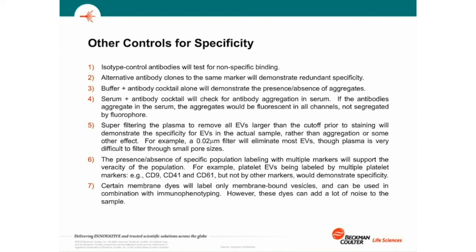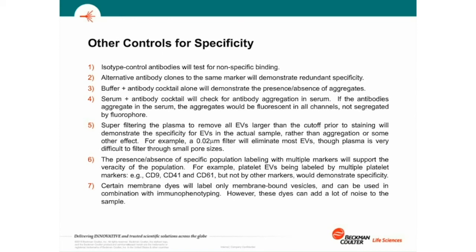Another control would be the actual presence or absence of specific population labeling for different population markers. An example would be labeling platelet EVs with multiple platelet markers like CD9, 41, and 61, but not with other markers like CD161 and CD63. Because if you got nonspecific labeling, it's not going to nonspecifically label only with the population markers of an actual population. So this can very well demonstrate specificity.